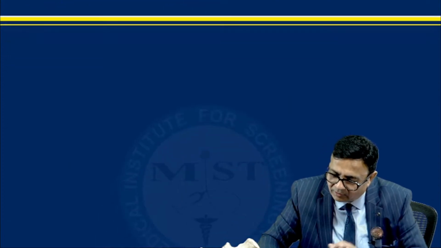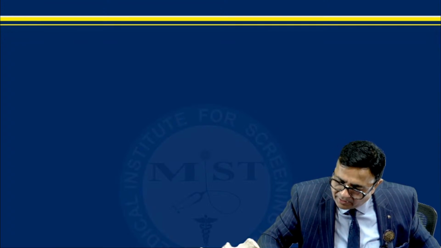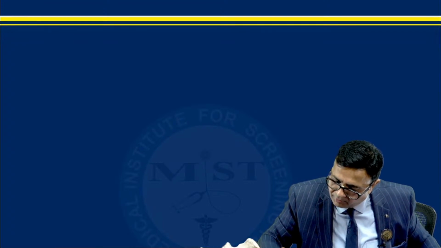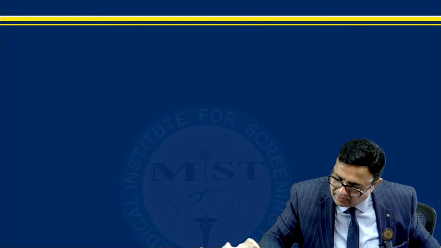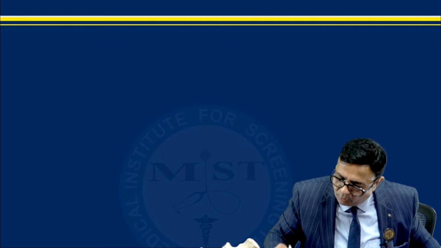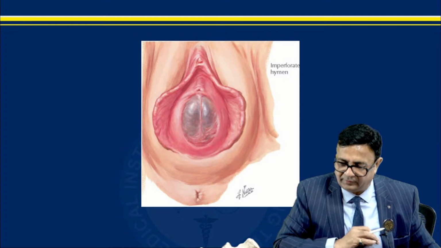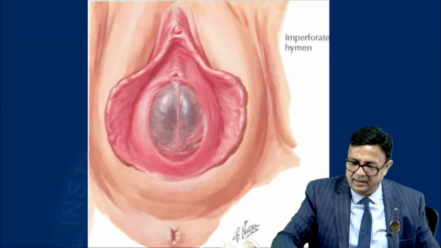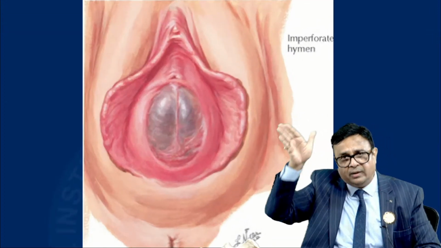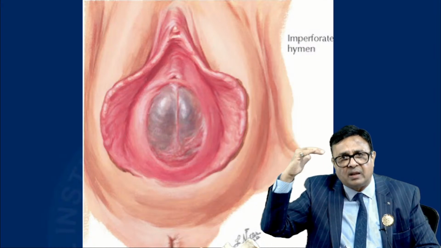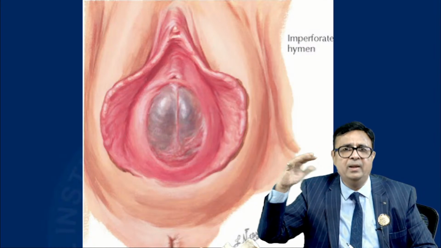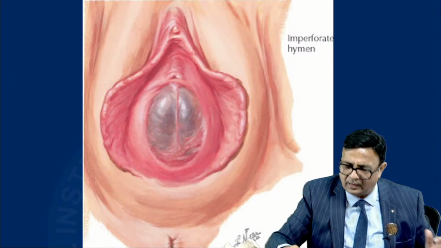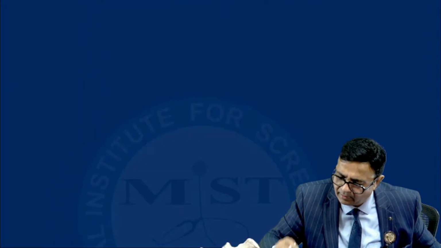And how does this picture look? A very, very important question for our exam. They give you this image and ask what is the most likely finding. This is the image of imperforate hymen, and you can see very well the tense bluish bulge. Very, very important image question for the exam. This is a clear case of imperforate hymen.